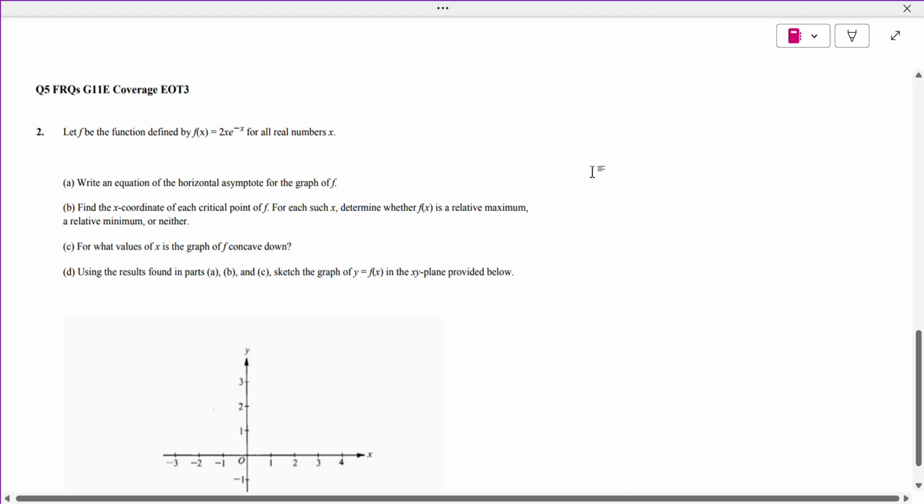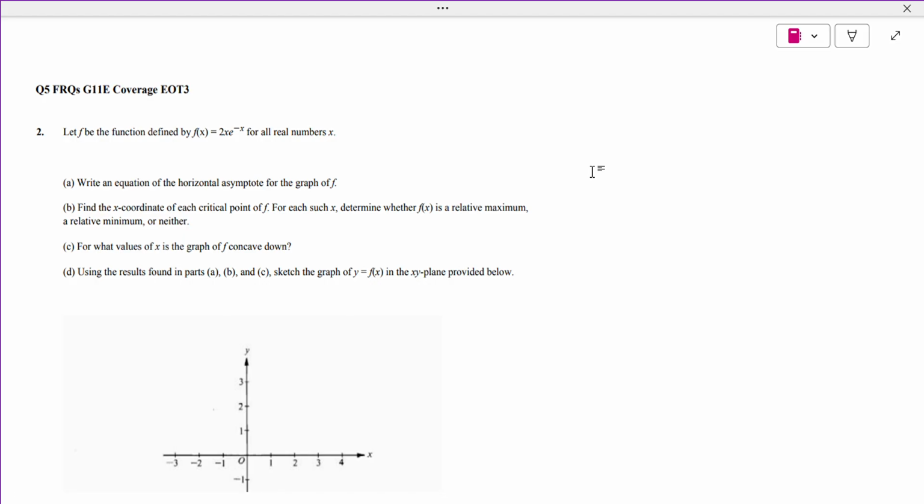In this video, we will be working on another question from the question 5 file of the coverage of a grade 11 elite for term 3. So we have a function f of x equals 2x e to the power of minus x defined for all real numbers x. Part A says find the equation of the horizontal asymptote for the graph of f.